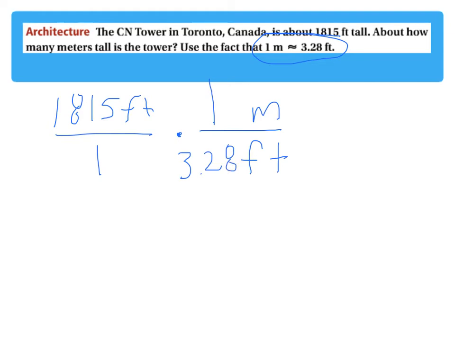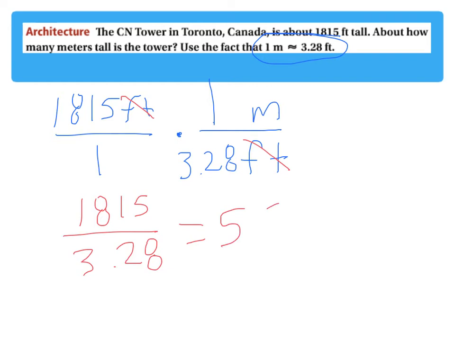Now when I multiply across, my feet units will cancel each other out. One's on top, one's on bottom. And I get 1,815 divided by 3.28. And I would put that in my calculator. And I would get 553 meters because I rounded to the nearest meter.